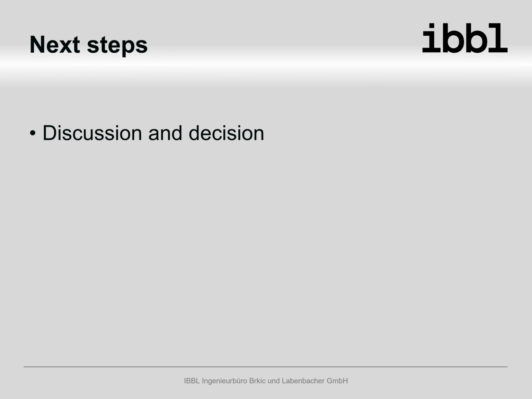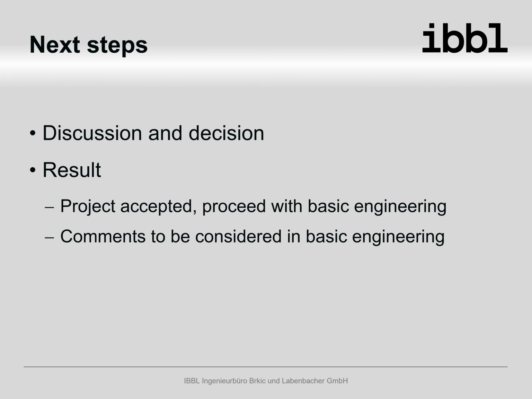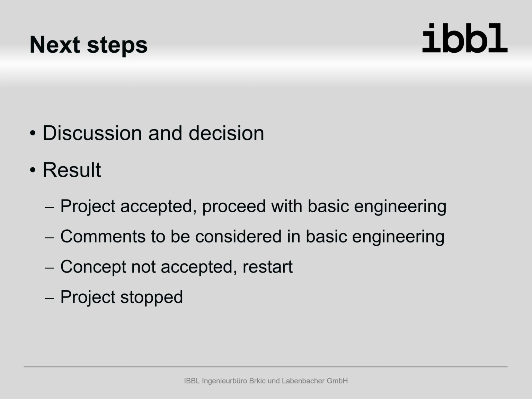Now, the project will be discussed and reviewed by them. Generally speaking, there are 3 or 4 possible outcomes of such discussion. The project is accepted and released for basic engineering. Typically, there will be comments on the outcome to be considered in basic engineering. These will be added to the requirements list. Another option is that the project concept is not accepted and needs to be modified, meaning that the conceptual engineering is to be restarted. And the fourth option is to stop the project.